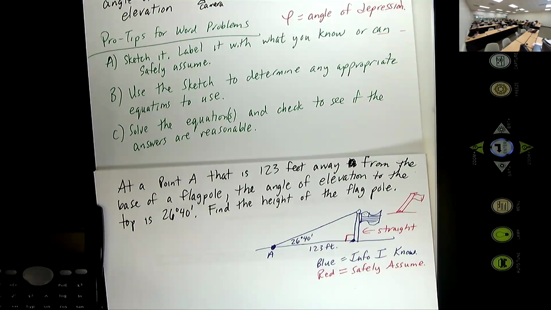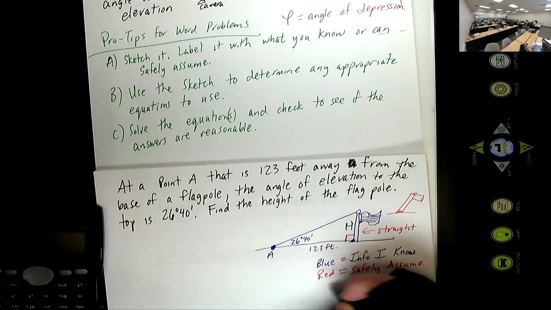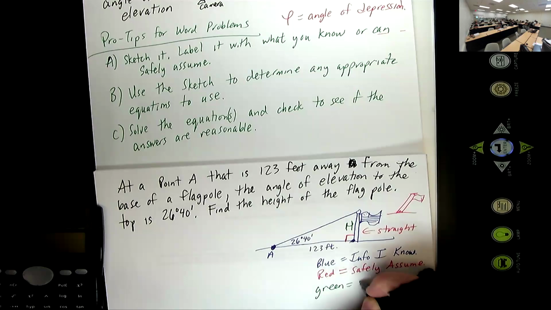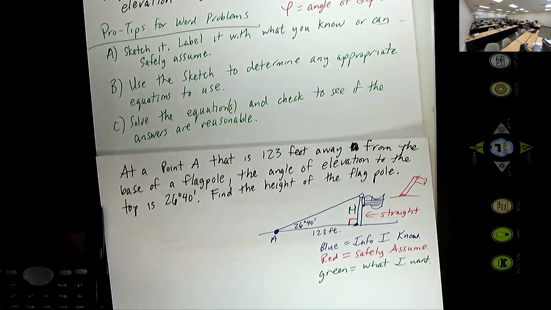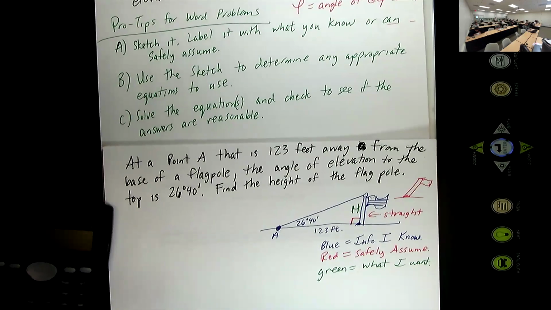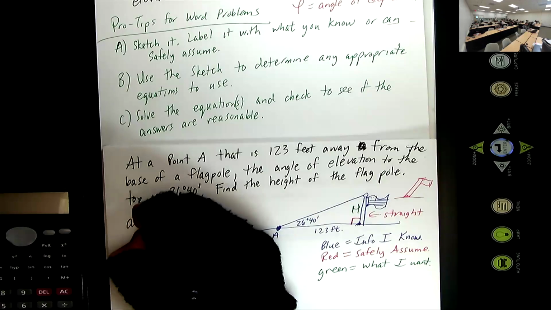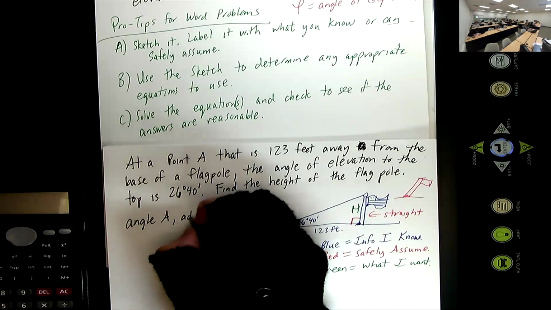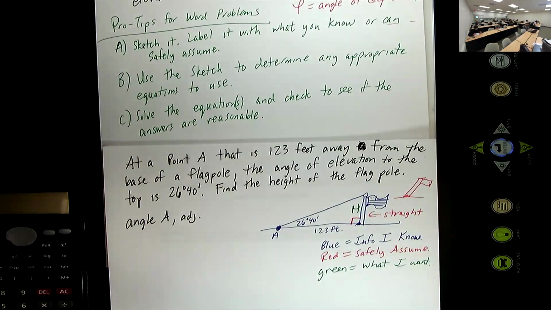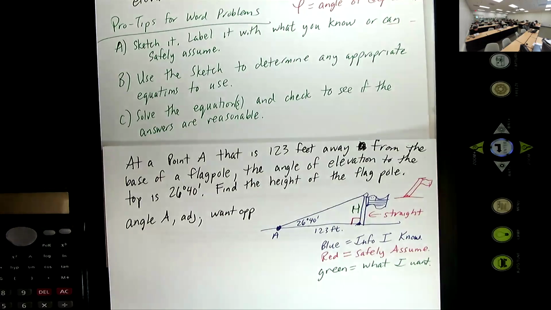What am I trying to find here? The height of the flagpole, so I'm going to put in H. Green is going to be on my picture of what I want. Well, that's my color guide here. So I have angle A. I have the adjacent side. And I want the opposite side. Does that look like a fair assessment?